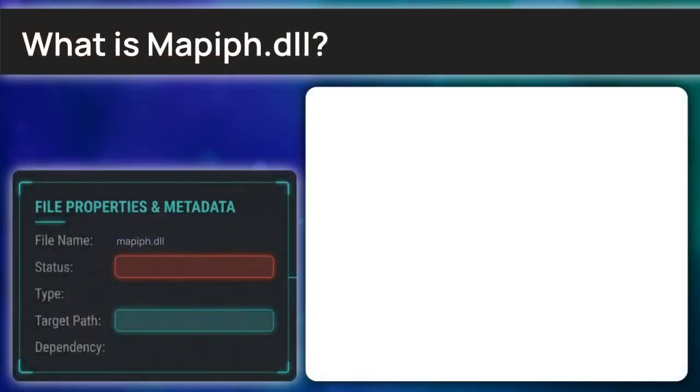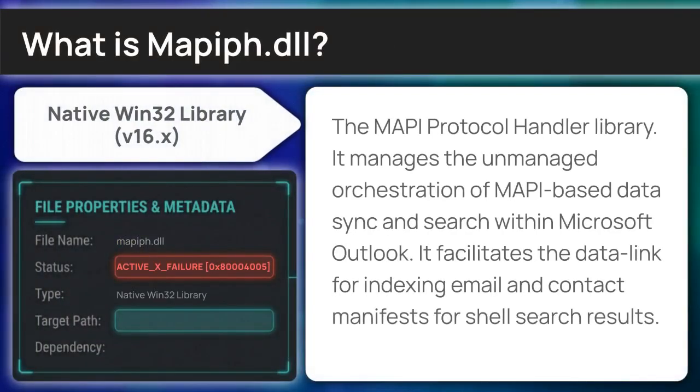This is the MAPI Library, the MAPI Protocol Handler library. It manages the unmanaged orchestration of MAPI-based data sync and search within Microsoft Outlook. It facilitates the data link for indexing email and contact manifests for shell search results.